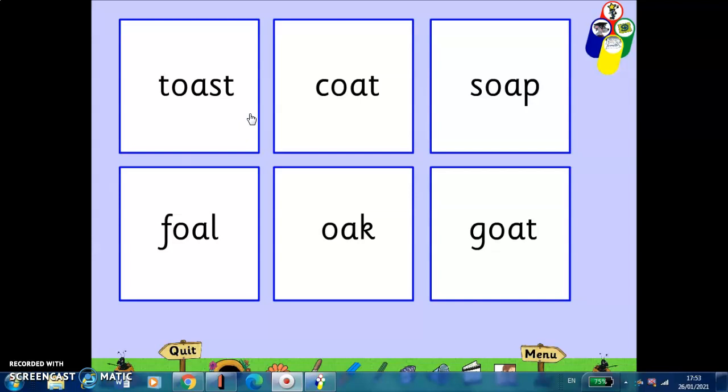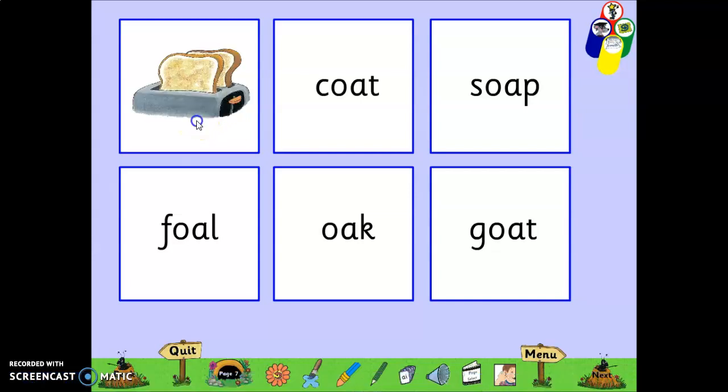Okay, so listen to the first one. T, O, S, T. T, O, S, T. Have a guess. Toast is what the word is. Okay, will we try the next one?